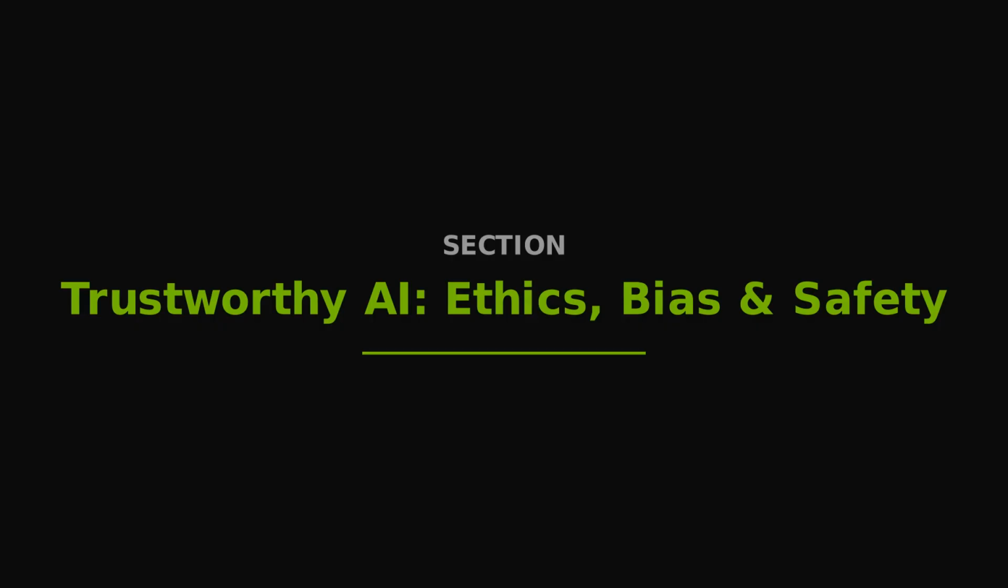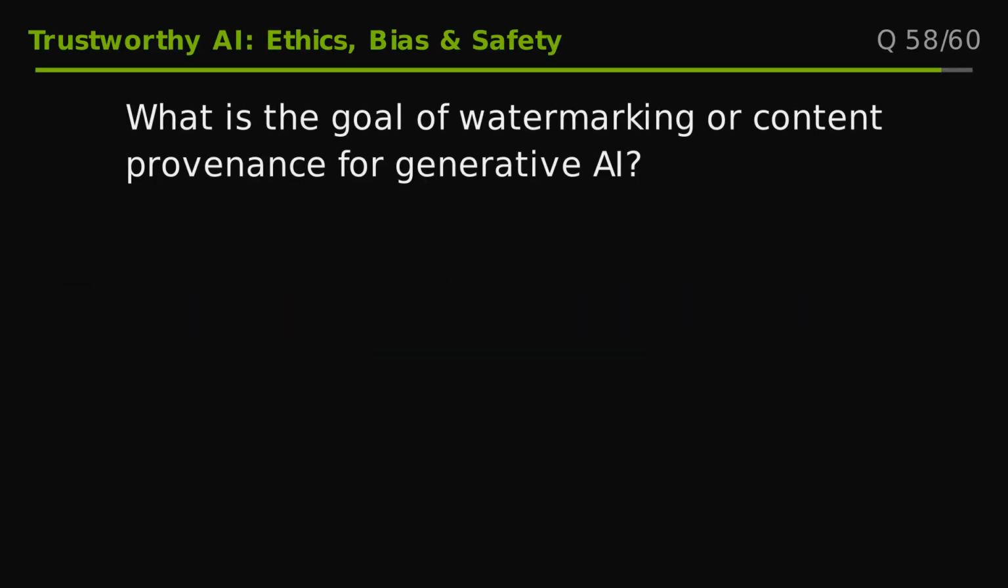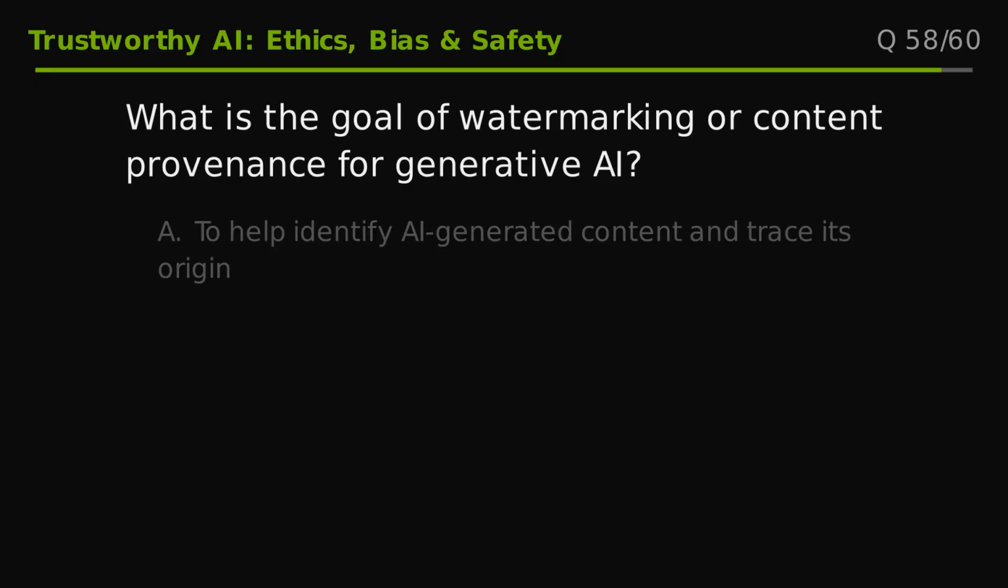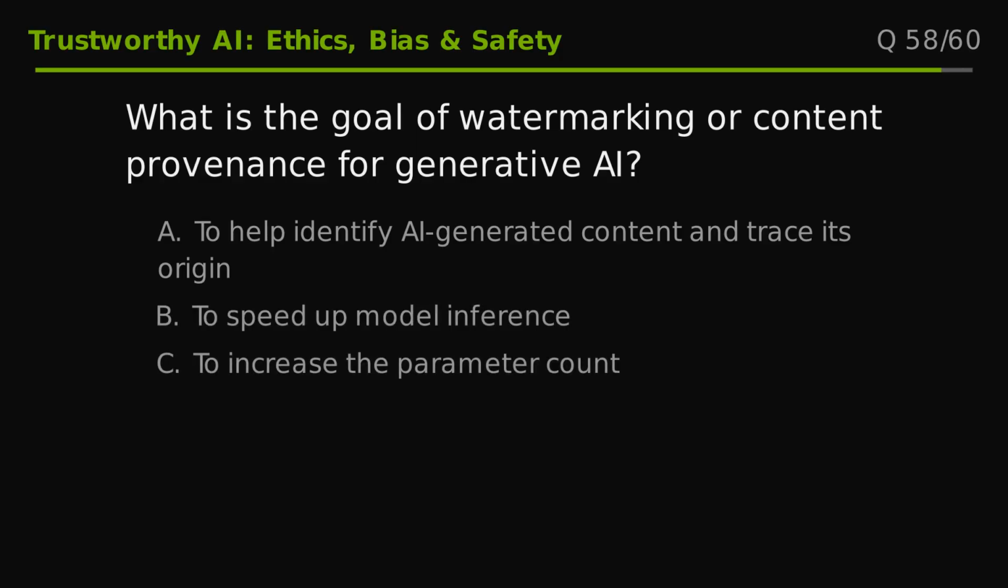Next section, trustworthy AI, ethics, and safety. Question 58. What is the goal of watermarking or content provenance for generative AI? Option A. To help identify AI-generated content and trace its origin. Option B. To speed up model inference. Option C. To increase the parameter count. Option D. To compress the dataset.